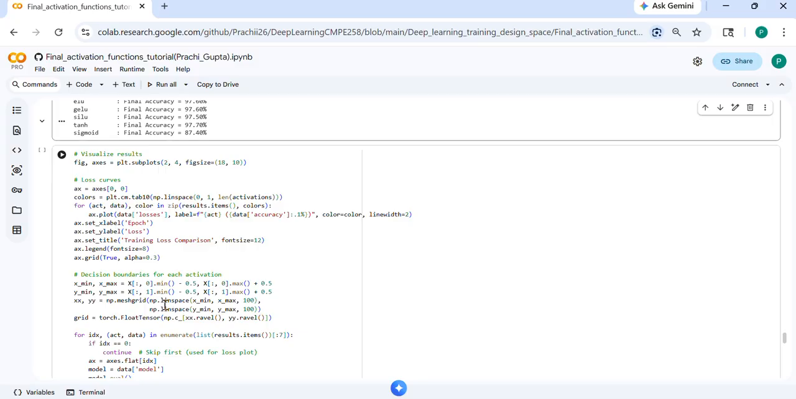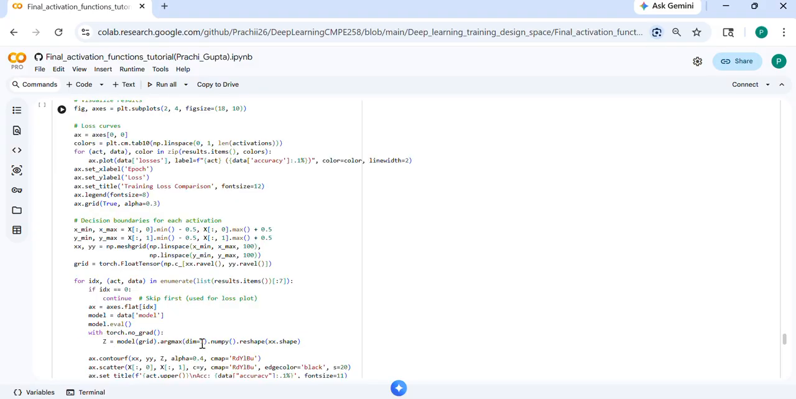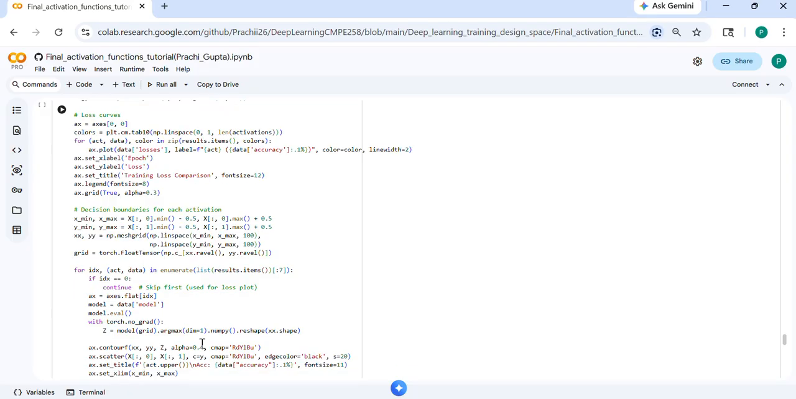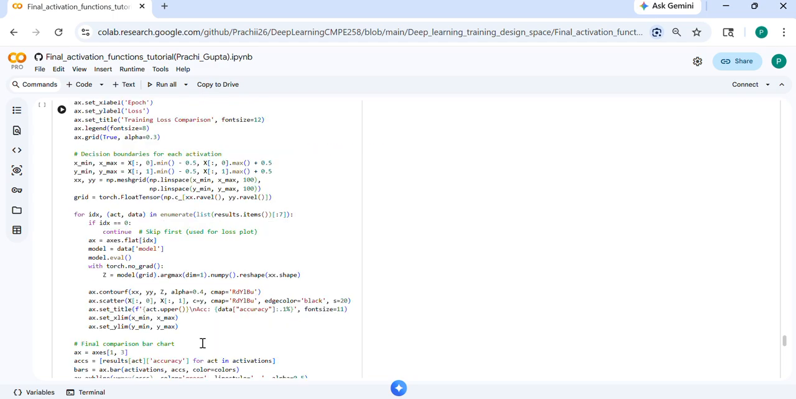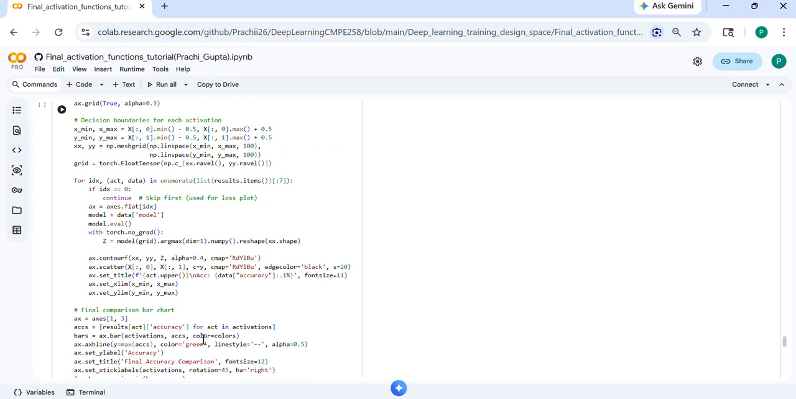Now in this cell I visualize the results. I plot a training loss curve to compare how fast each activation learns, and then I generate a grid of input points and use the trained models to predict the outputs, which allows me to plot a decision boundary, and finally I compare the accuracy of all the activation functions using a bar chart.